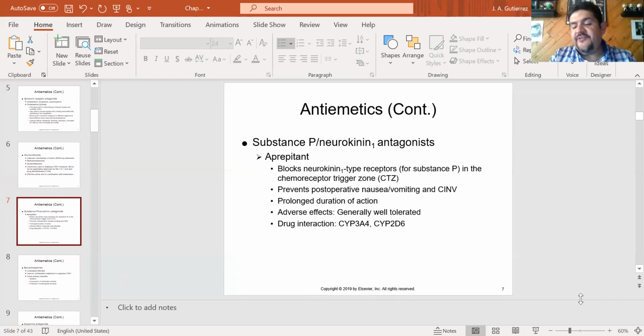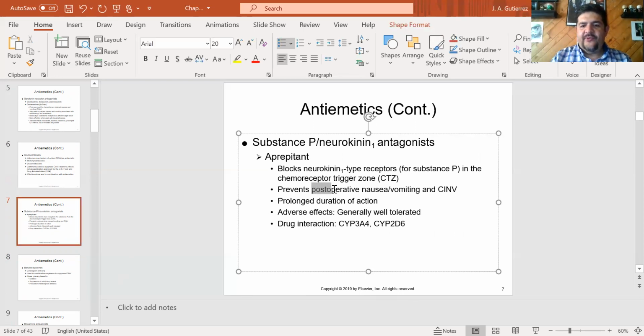One of the newest medications for nausea and vomiting is the substance P neurokinin 1 antagonist. Here the medication is aprepitant, and it is used post operation, so patients coming out of anesthesia, that's when aprepitant can be used. Still, ondansetron is the most common one, and cheaper.